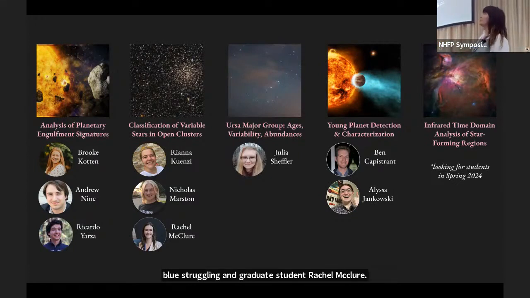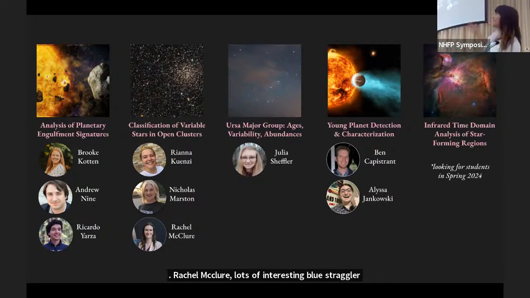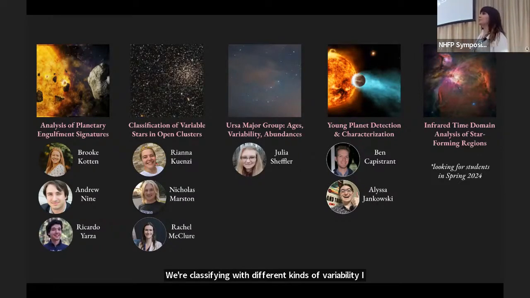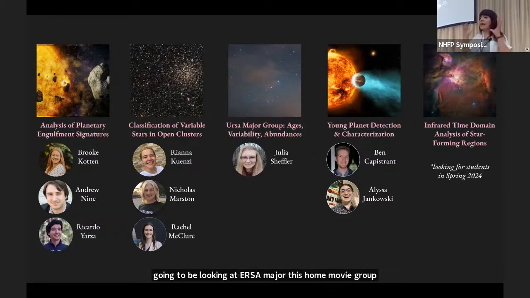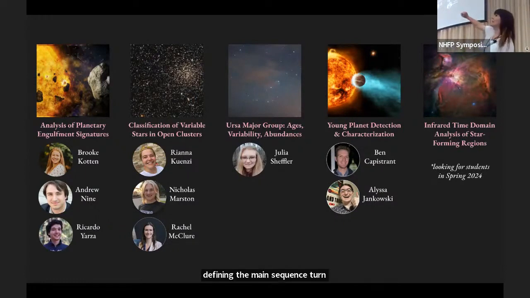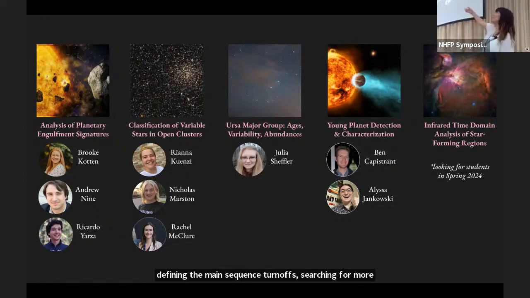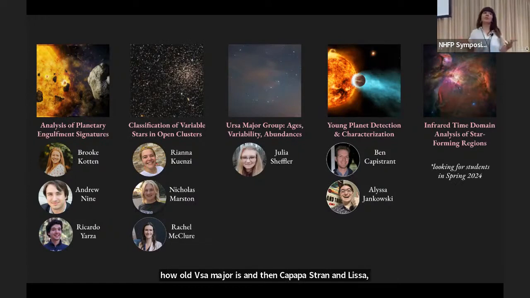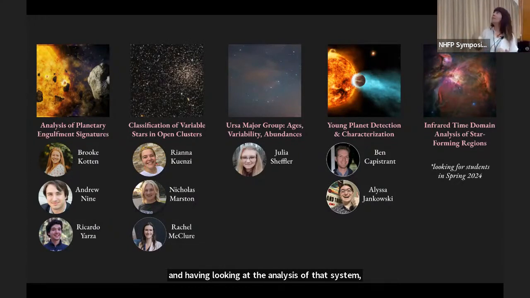We've already performed image subtraction on those light curves. I have a new graduate student, Julia Scheffler, who's going to be looking at Ursa Major, this co-moving group we're embedded in, using SALT and using TESS data to try to better analyze the age of that system by defining the main sequence turnoff, searching for more planets. We've already found an Earth-sized planet orbiting a sun-like star at 400 million years old, because that's how old Ursa Major is. And Ben Capistrant and Melissa Jankowski have been looking at the analysis of that system, which is around a very bright star, conducive for more follow-up.